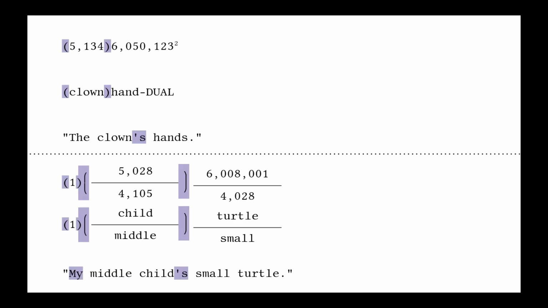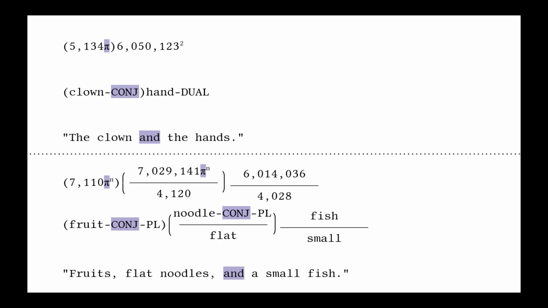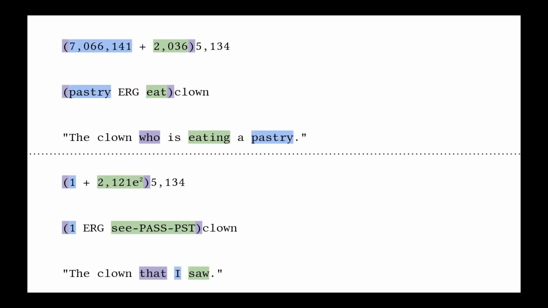If a noun or pronoun is placed in parentheses before another noun, it is interpreted as a possessor. Nominal conjunction also uses the modifier circumfix and can be distinguished from possession by the conjoining suffix pi. Finally, the modifier suffix can be used for relative clauses.